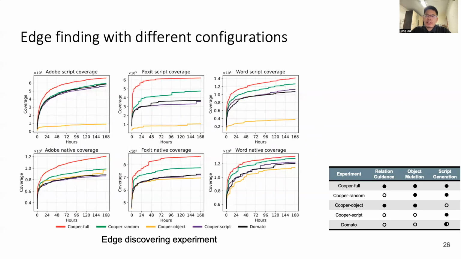We also do edge finding experiments on Foxit and Microsoft Word. Their results are similar to Adobe Acrobat. Cooper always found the most coverage. Their results can also be a proof of our concept. Cooperative mutation is essential in finding bugs in binding code.